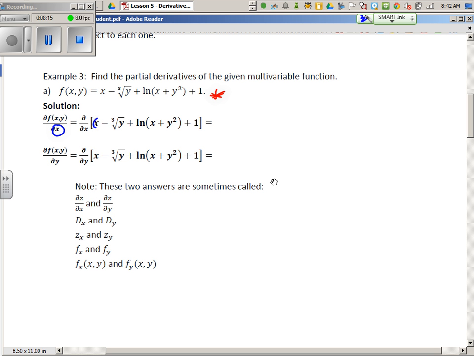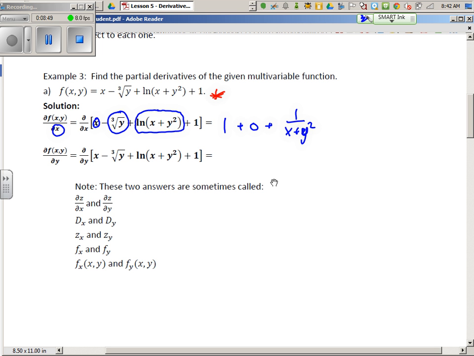Okay, so what's the derivative of x? 1. What's the derivative of cube root y? 0 is correct. No chain rule? It's 0. y is a number. Okay, what's the derivative of ln(x plus y squared)? It's 1 over x plus y squared, and we need the derivative of the inside. Well, what is the inside here?